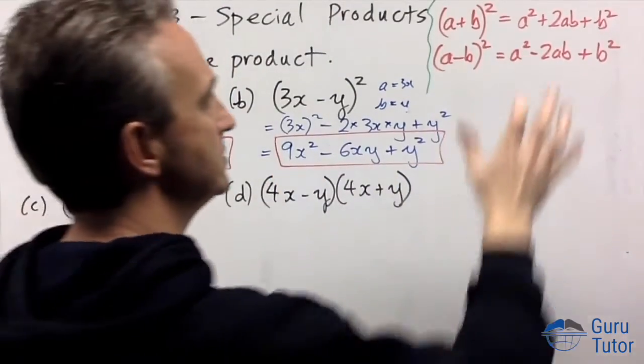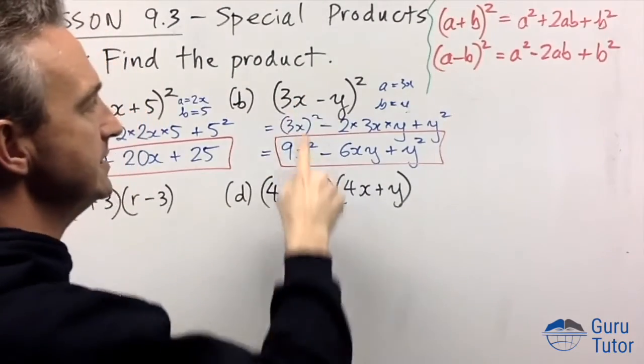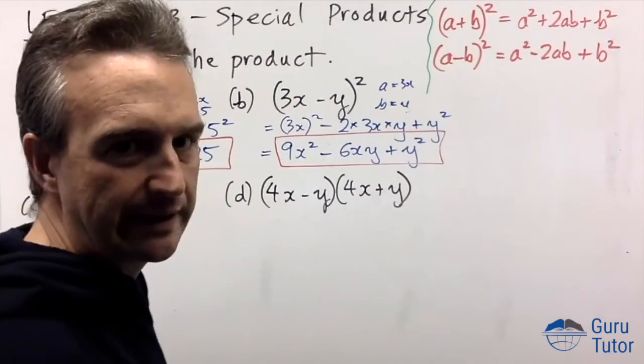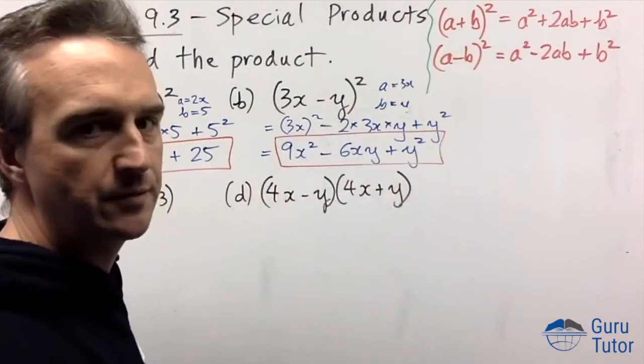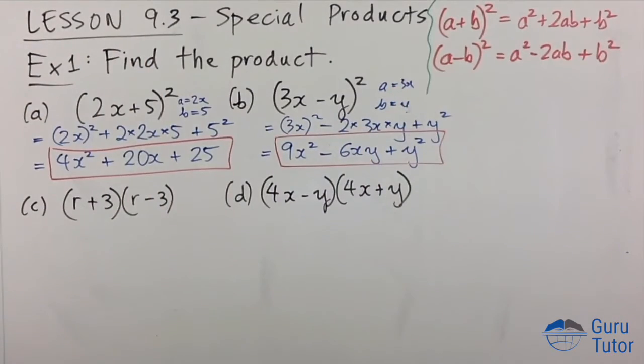So they are our first two special products. Remember, you can use FOIL for this if you like. This is 3x minus y, in brackets, times 3x minus y again. You can use FOIL, but if you use this, you will actually get faster than FOIL. You'll be able to do this in one step, bang, when you get good at it.